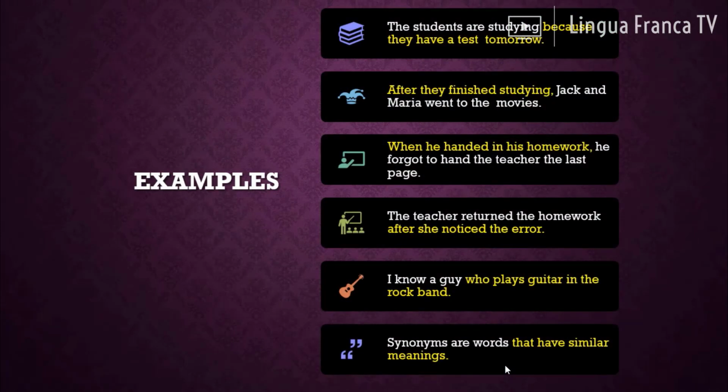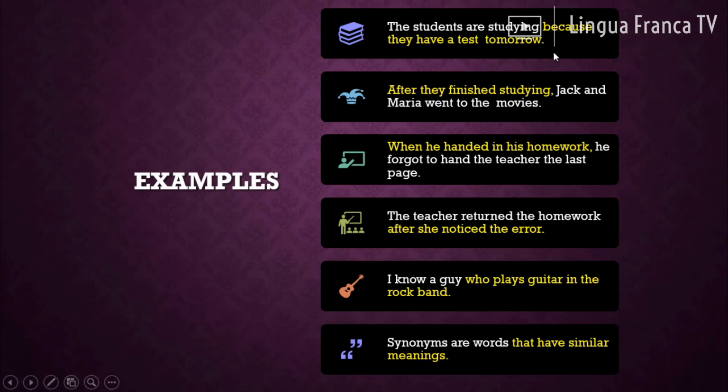All right, the students are studying because they have a test tomorrow. As you can see, because they have a test tomorrow, the yellow text reflects, right? This yellow text reflects the dependent clause. As you can see, the second example, after they finished studying, Jack and Maria went to the movies.